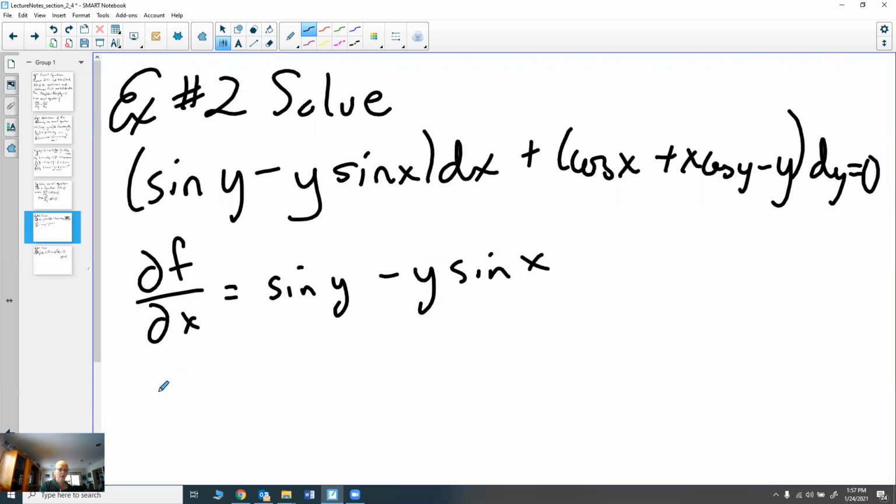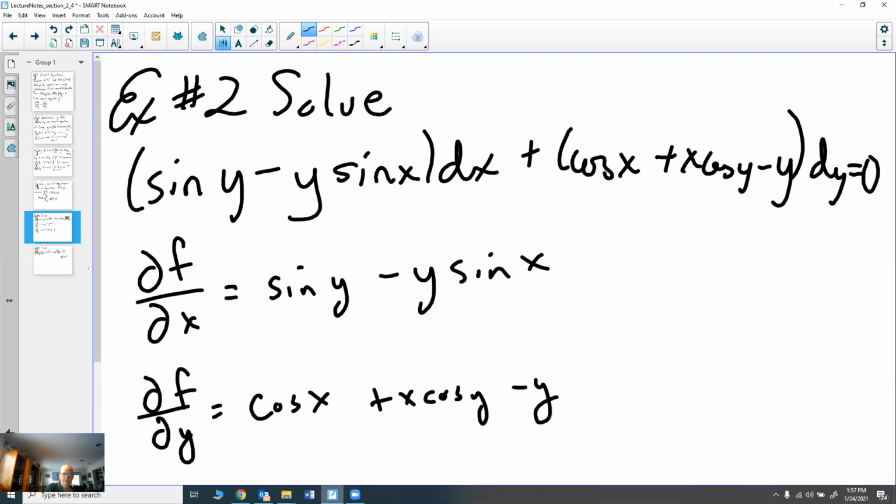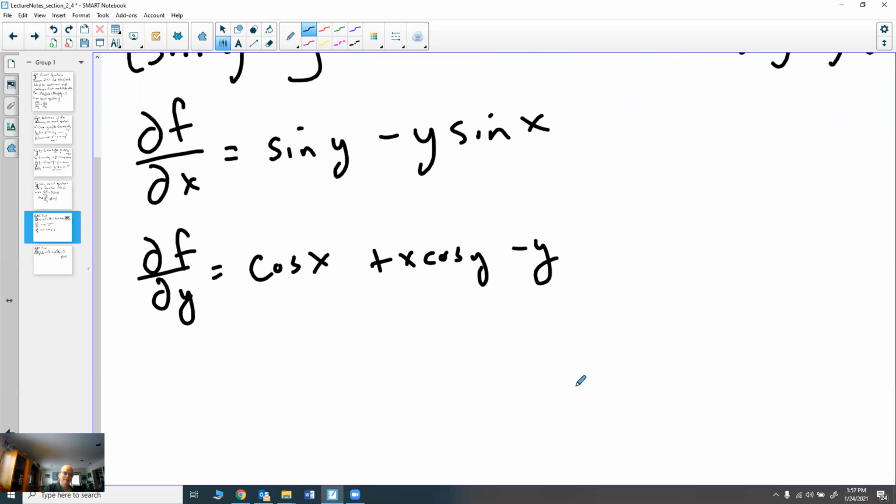And when you take the partial derivative of f with respect to y, you'll get the n. And remember, the n is the one that's part of the dy. So you will get cosine x plus x cosine y minus y. Well, that's great. That doesn't seem like too much for us.